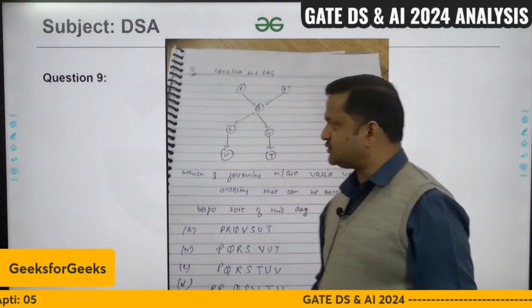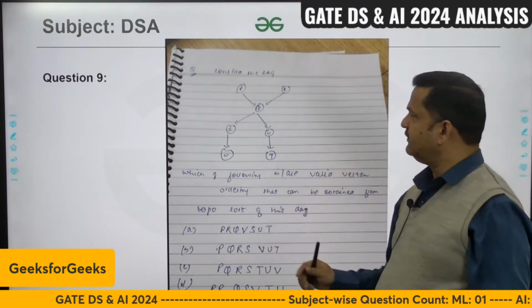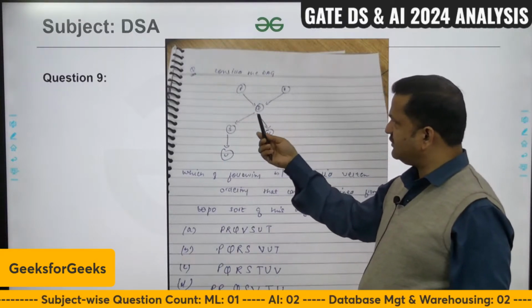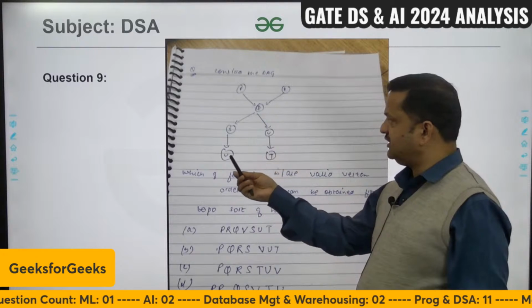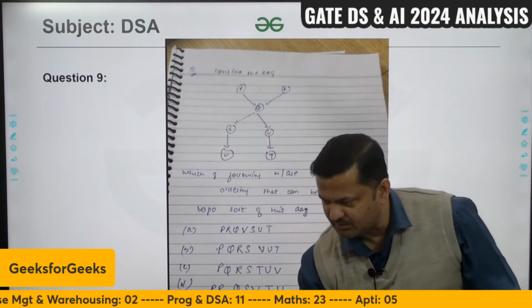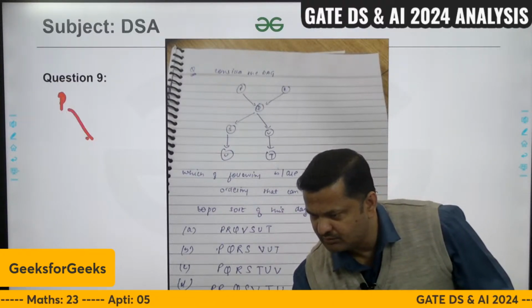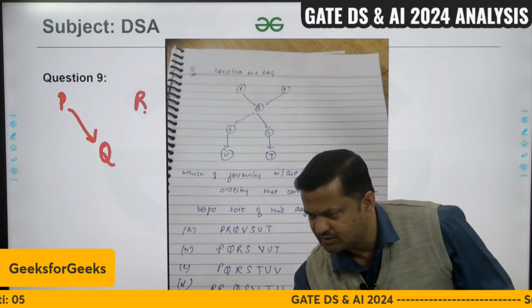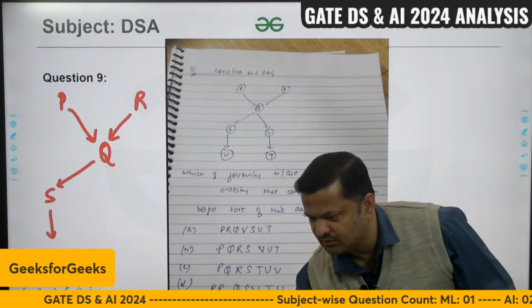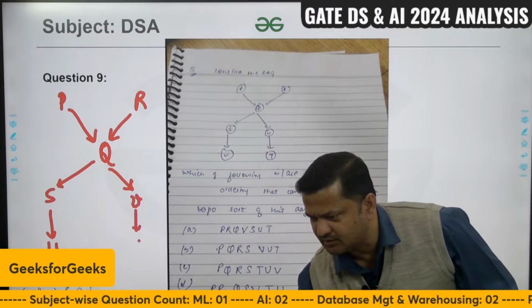All right, look at the next question. I guess this is somewhat blurry to you, so let me read it. This is a DAG, directed acyclic graph, where P is connected to Q, R is connected to Q, Q is further connected to S and V, S is connected to U, and V is connected to T. Let me redraw it here for you. P is connected to Q, R is connected to Q, Q is connected to S, S is connected to U, and Q is further connected to V, and V is connected to T.